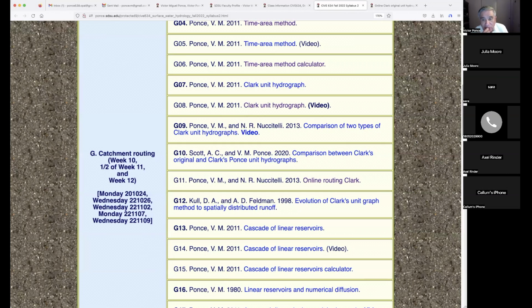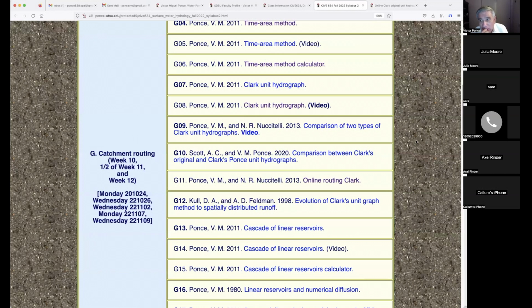Okay, so that's what we're going to be talking about today. And no better example than the Clark unit hydrograph, because in the Clark unit hydrograph, as we already covered, first it does a time area method, which is a convection, a first order process. And then lacking the second order, Clark decided to introduce a linear reservoir into the calculation. And he did it successfully.